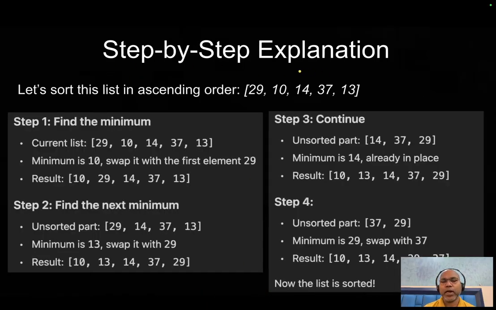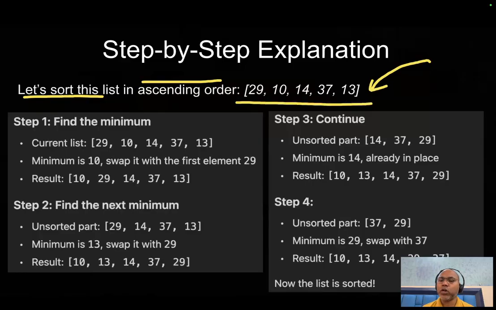So let us understand with the example. Let's assume we want to sort this in ascending order. First you have to decide whether you are going to sort your list in ascending or descending order. By default, whenever we say sort, we assume ascending order, like 1, 2, 3, 4, 5. This is the natural order. Sometimes you want descending, then you have to specify descending.